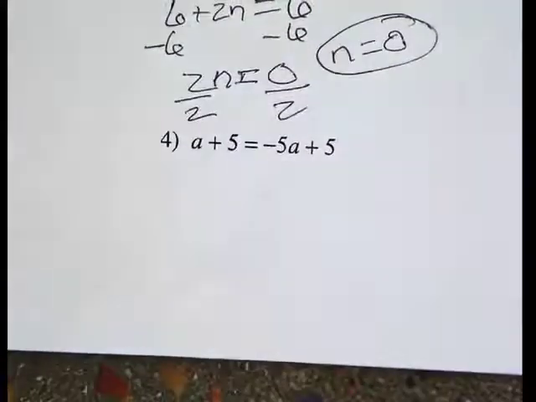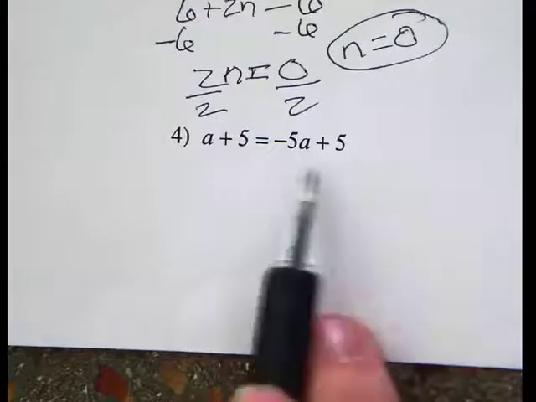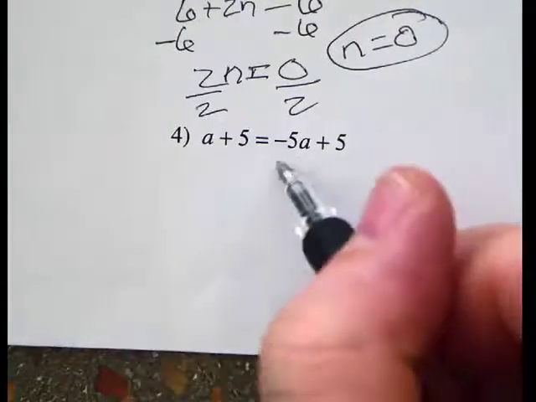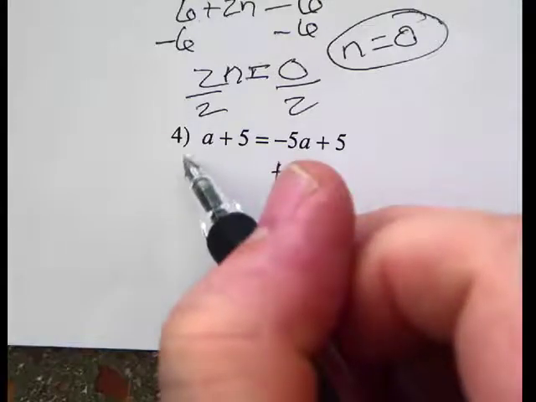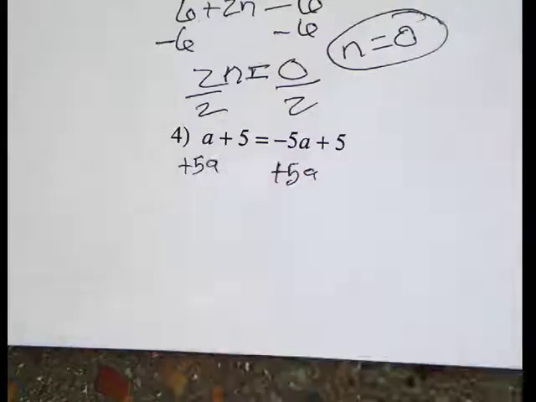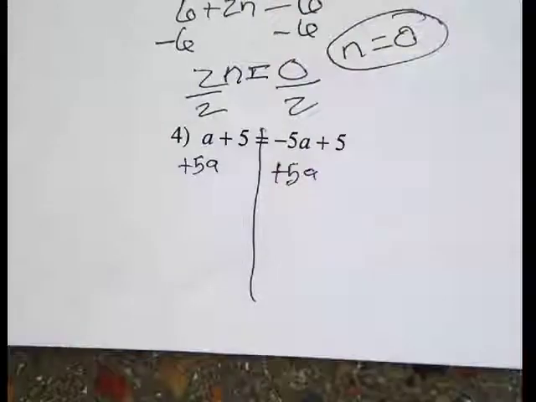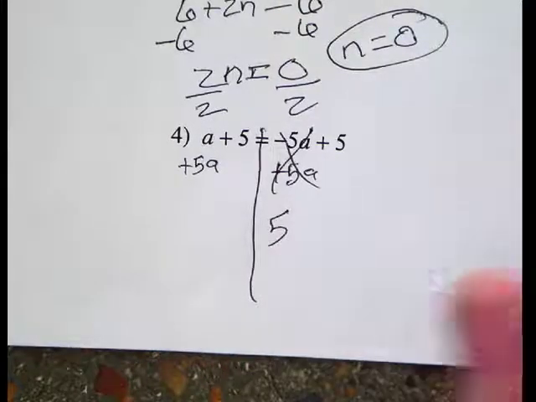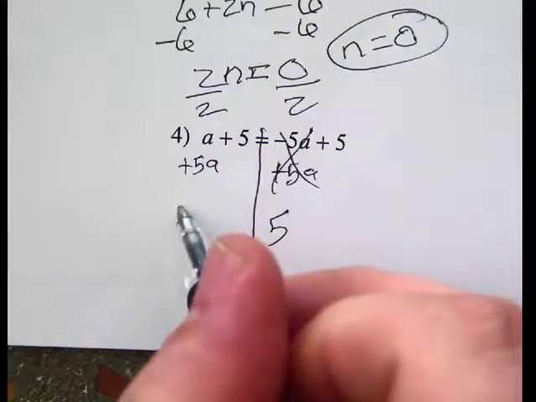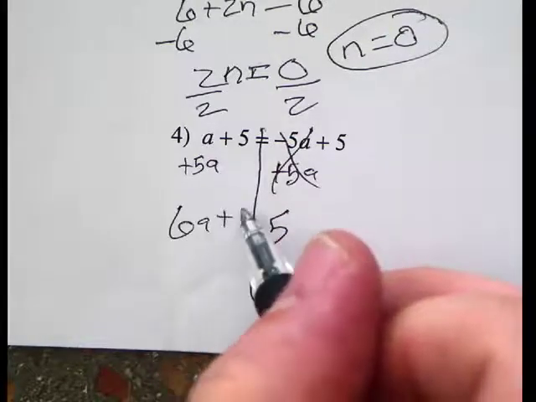And number 4. Again, we have the a on both sides, so I'm just going to get rid of this one by doing the opposite of whatever it says, plus 5a, plus 5a. Okay, remember, you got to do it to both sides. Now that goes away, and I'm left with just a positive 5 over there. And over here, I have 6a plus 5.